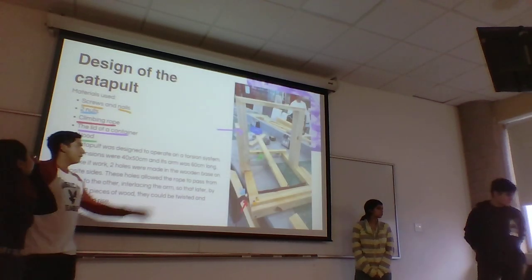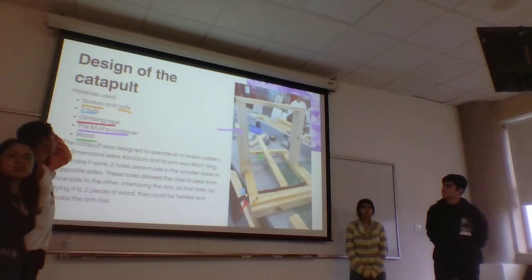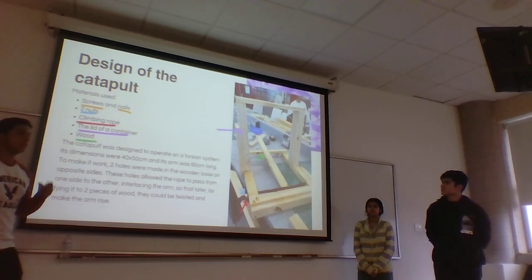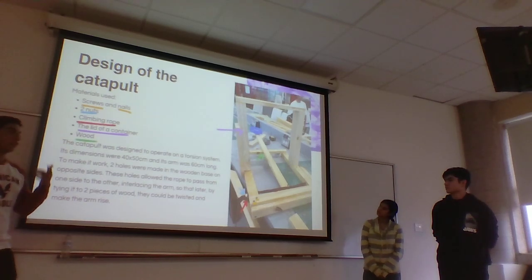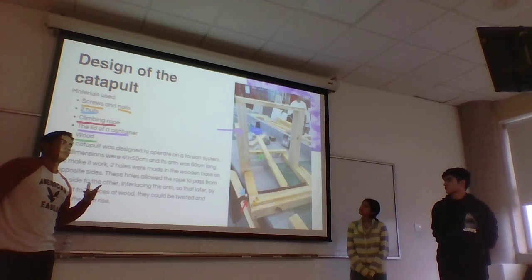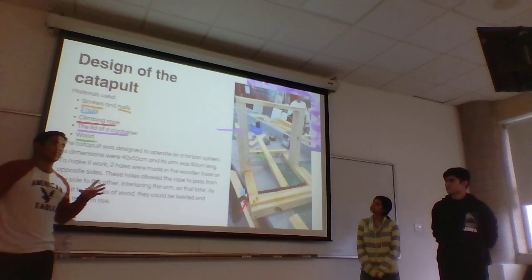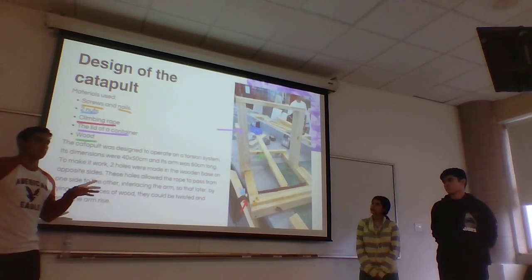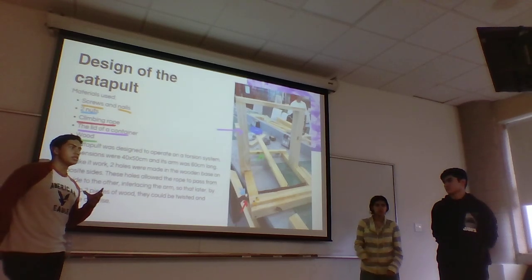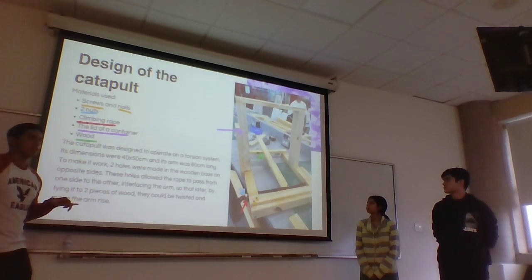Well, now we have the catapult. For its design, we used screws and nails, two nuts, some wood, the lid of a container, and a clean rope. This catapult has dimensions of 40 by 50 centimeters and has an arm of 60 centimeters.